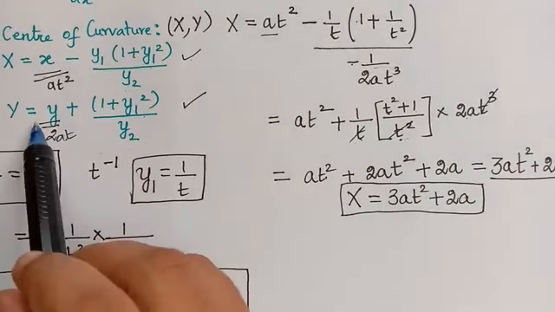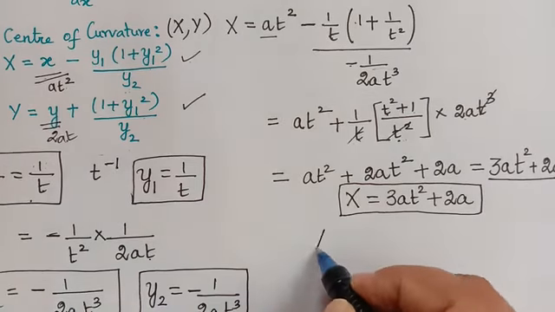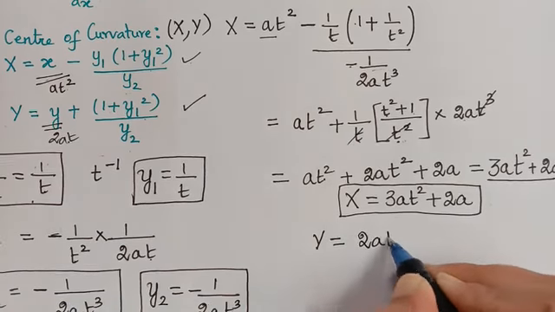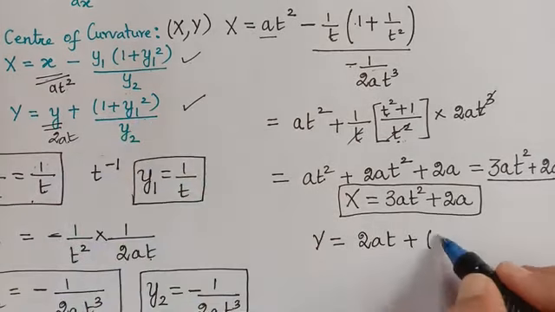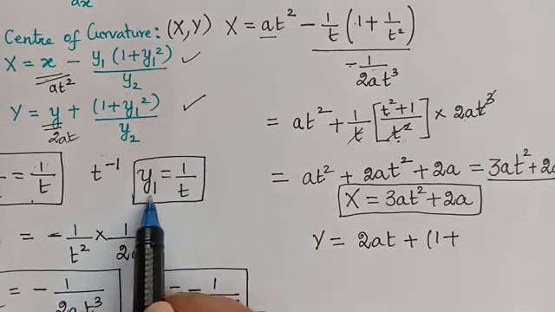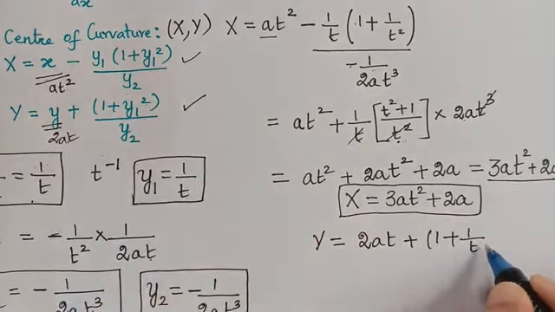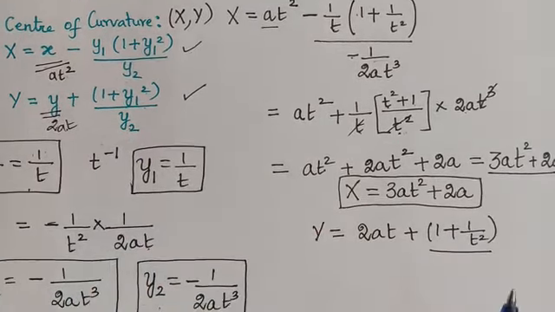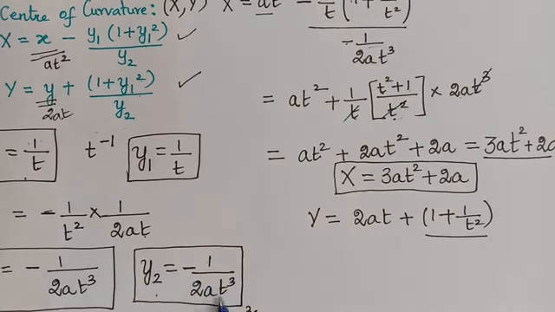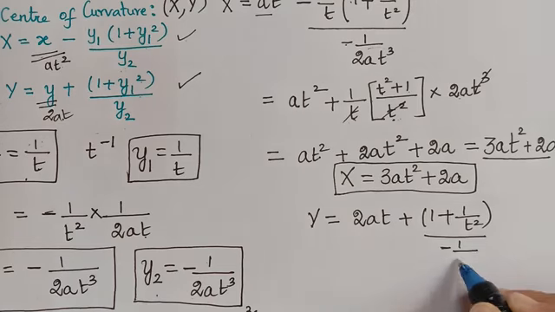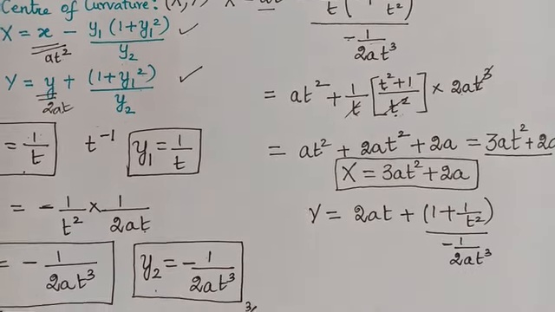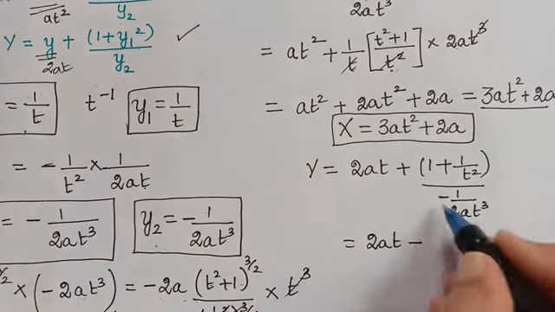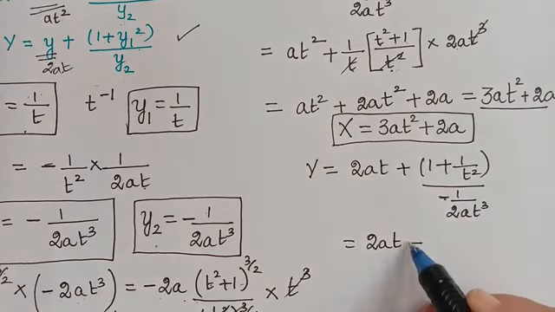Now next we have to evaluate the y coordinate. So what is y? Y is equal to small y. What is small y? 2at. It is 2at plus this one. So 1 plus y1 square. What is y1? It is 1 by t. So it will be 1 by t squared divided by y2. y2 is minus 1 by 2at cube. So let us substitute that here, minus 1 by 2at cube. So we shall simplify this. So this will be equal to 2at plus, this plus into minus will become minus. So minus.